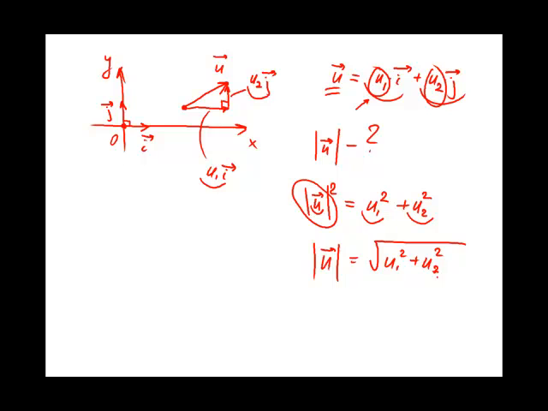Now what happens when we add two vectors together and we know the components of the first vector and the second vector? Let's be specific. So far I've been theoretical. Let's be more specific. Let's add two vectors.